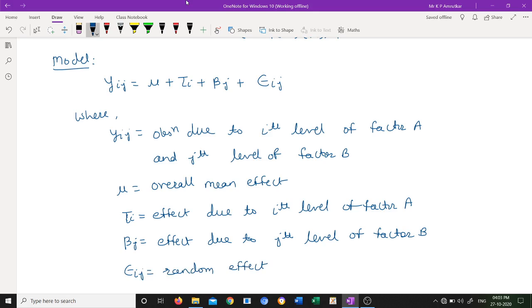So this is the model used in two-way ANOVA. Here i runs from 1 up to A and j runs from 1 up to B.